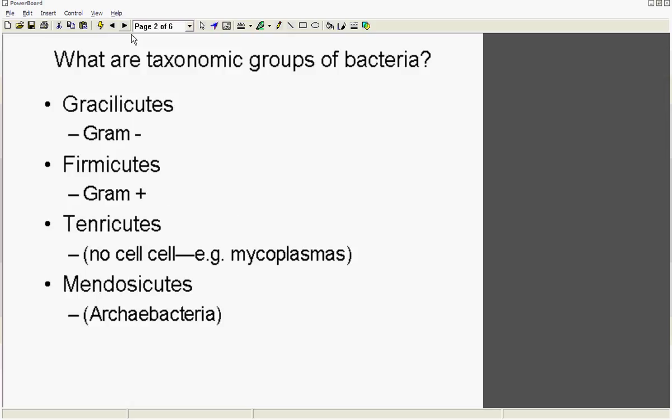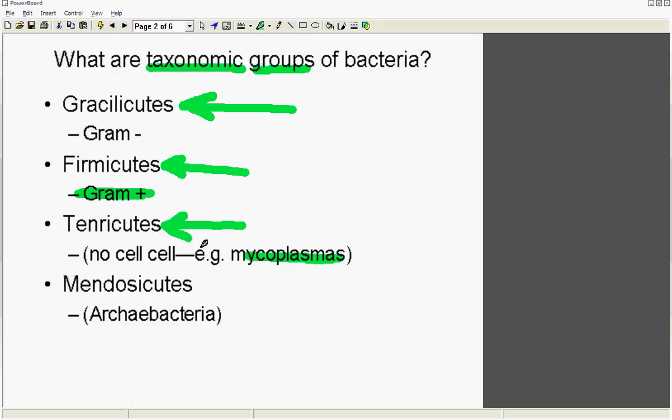So we can divide our bacteria into several taxonomic groups. Taxonomic groups just mean naming groups, or ways we classify the bacteria. Those bacteria that are gram-positive, we call the firmicutes. Those that are gram-negative, we call the gracilicutes. Some of the bacteria that we talked about earlier, like the mycoplasmas, remember, don't have a cell wall. We put those into the category tenericutes. And then those bacteria that are the archaea bacteria are kind of a group unto themselves, and they are classified as the mendosicutes. So those are our four major taxonomic groups that you need to know.